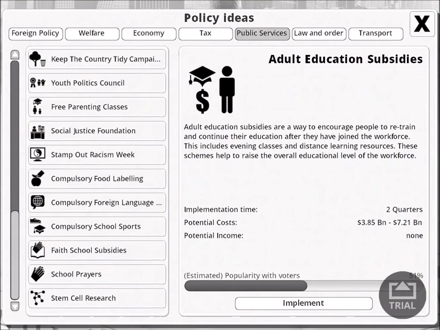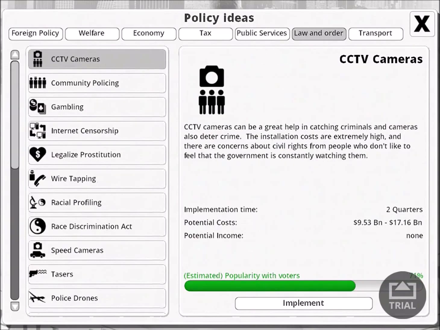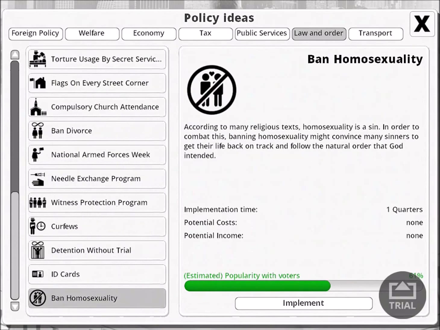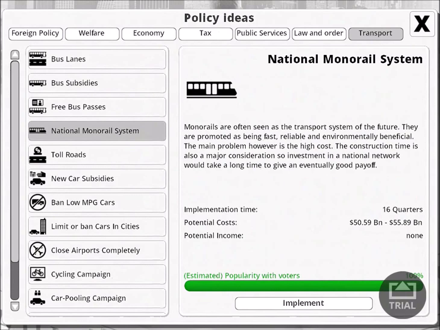Anything over here in public service, keep the country tidy. That really doesn't do anything. I'm pretty sure it just makes environmentalists happy. Oh yes, amazing. Oh, so we should see that a majority of the population approves. Wonderful. We live in a great country.